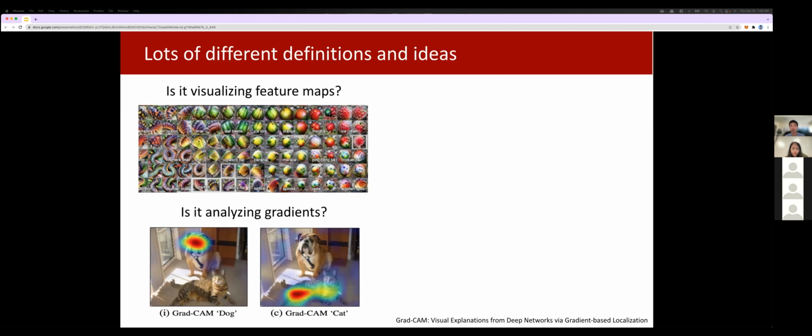Or we could look at gradients. So for example, a rather famous method called GradCam says, try to find out which pixels are responsible for motivating the network to make a particular prediction. So here we can see the dog's face, but also maybe the cat's body is making it detect these particular objects.